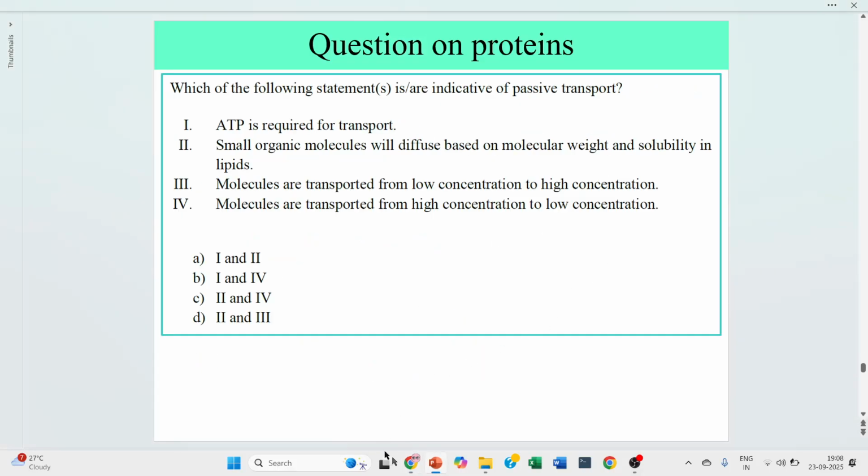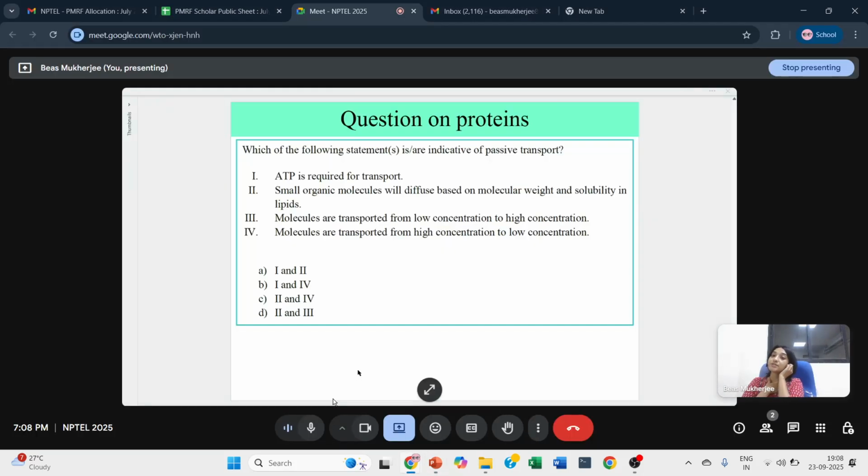So, which of the following are indicative of passive transport? ATP is required for transport; small organic molecules will diffuse based on molecular weight and solubility; in lipids, molecules are transported from low concentration to high concentration; they are transported from high concentration to low concentration. So, which of these are indicative of passive transport? Two of these are correct and two of these are wrong.